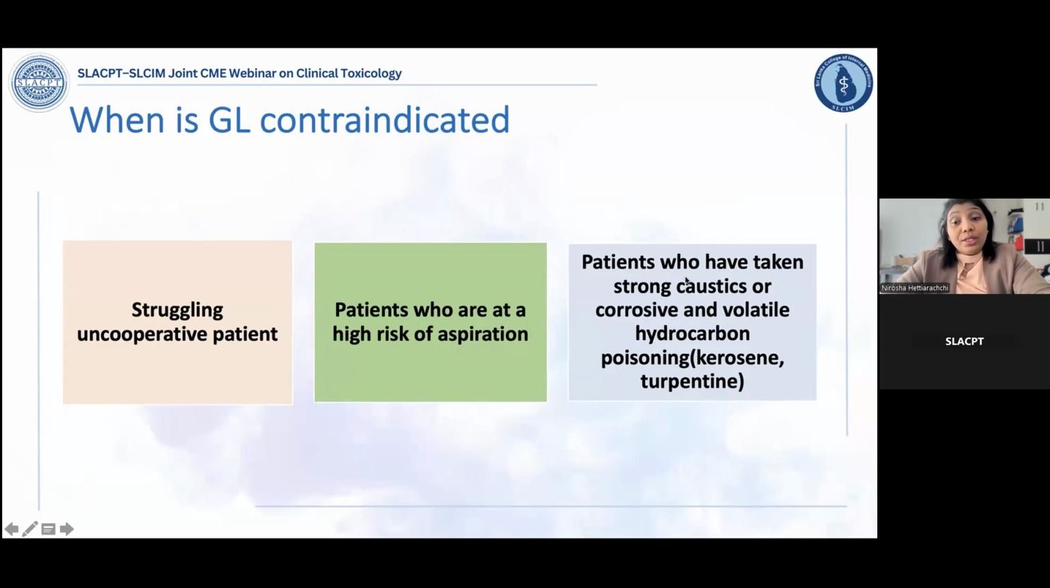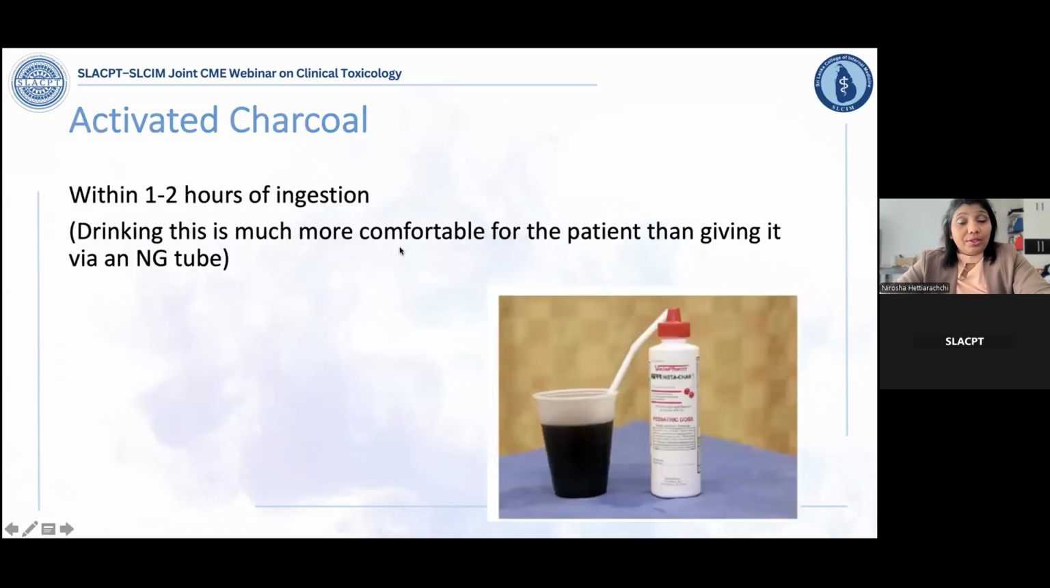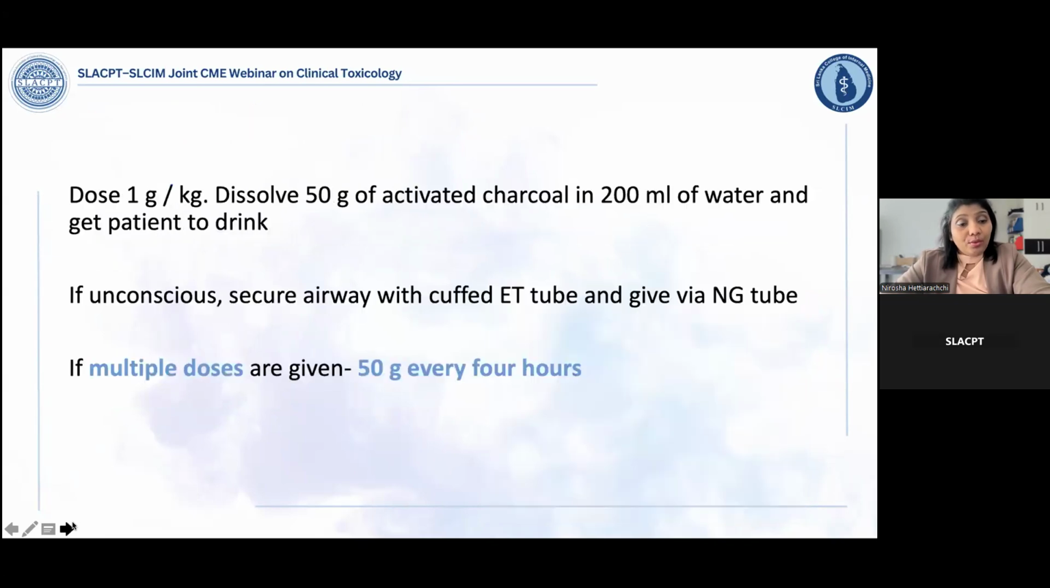And patients who have taken strong caustics or corrosives or volatile hydrocarbons like kerosene, turpentine, please don't do the gastric lavage. So what is activated charcoal? It's a charcoal. It can adsorb certain poisons. If the patient presents within 1 to 2 hours of ingestion, you can ask the patient to drink it. So drinking is much more comfortable than giving through an NG.